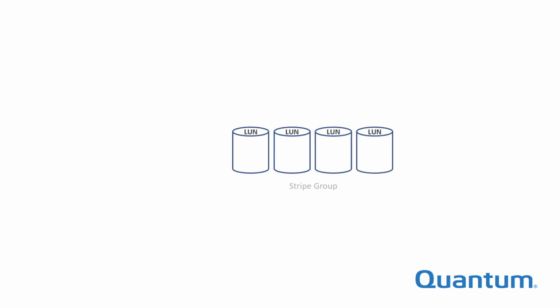A StorNext stripe group is simply defined as a selected group of identical LUNs. Data is striped across those LUNs, hence the name stripe group.